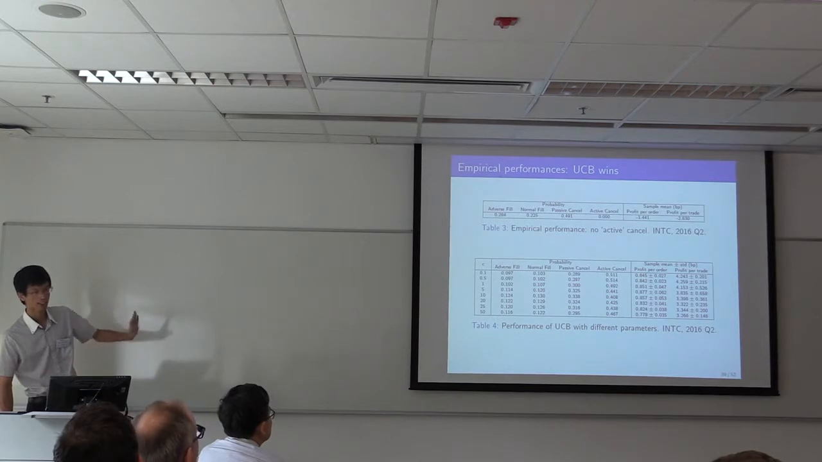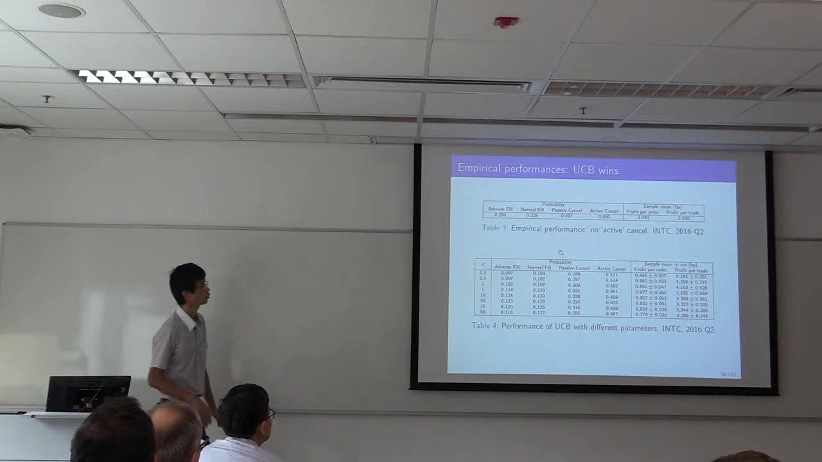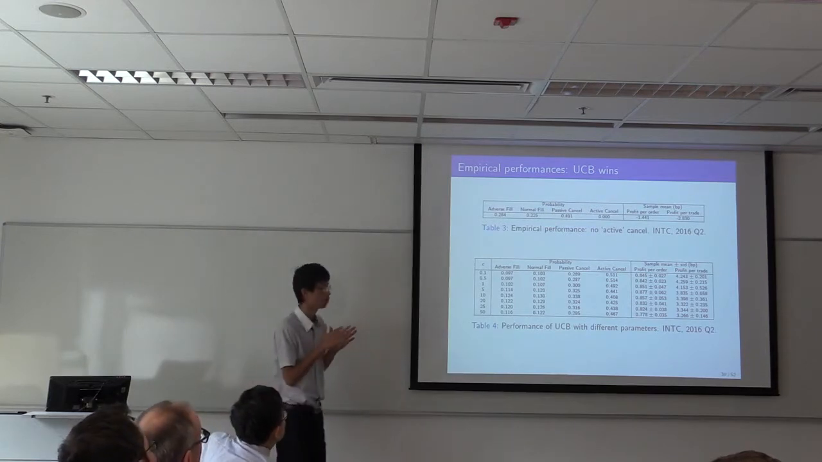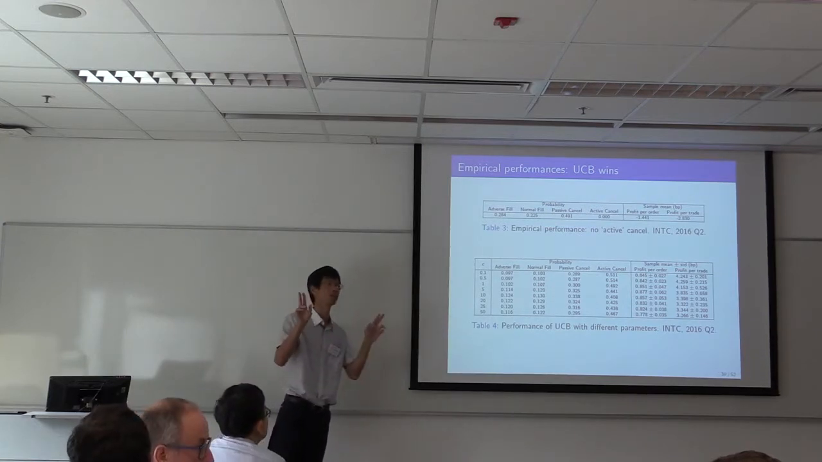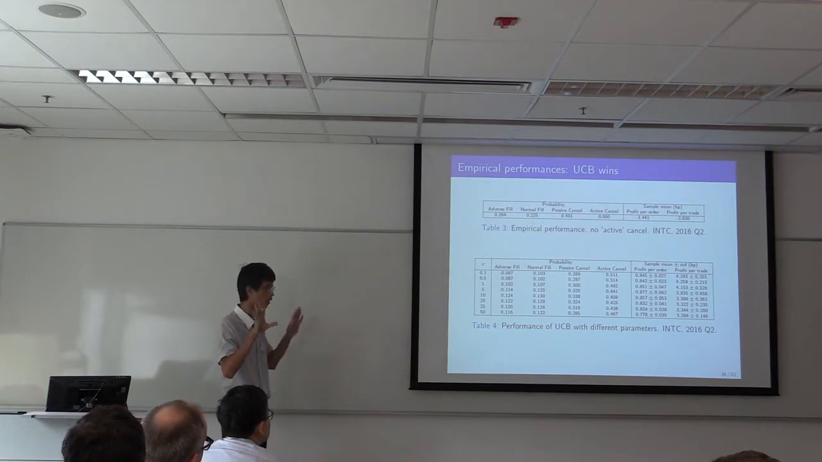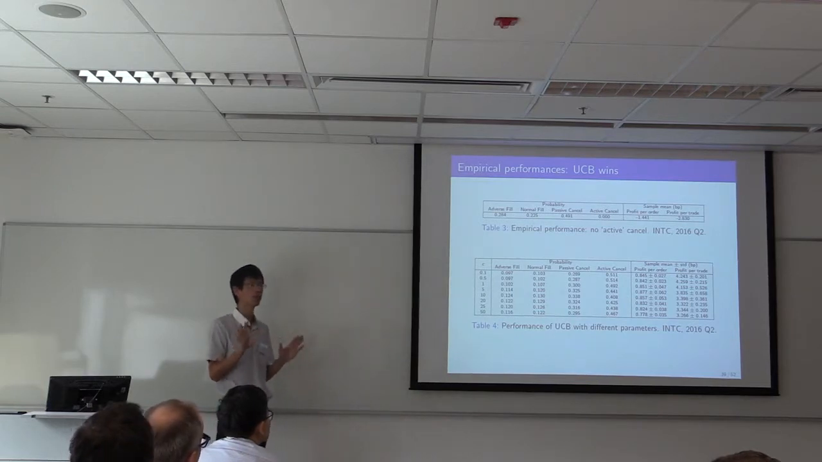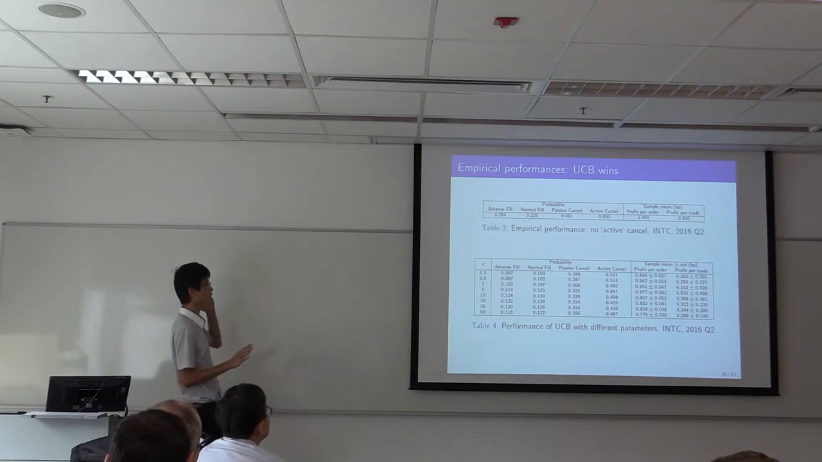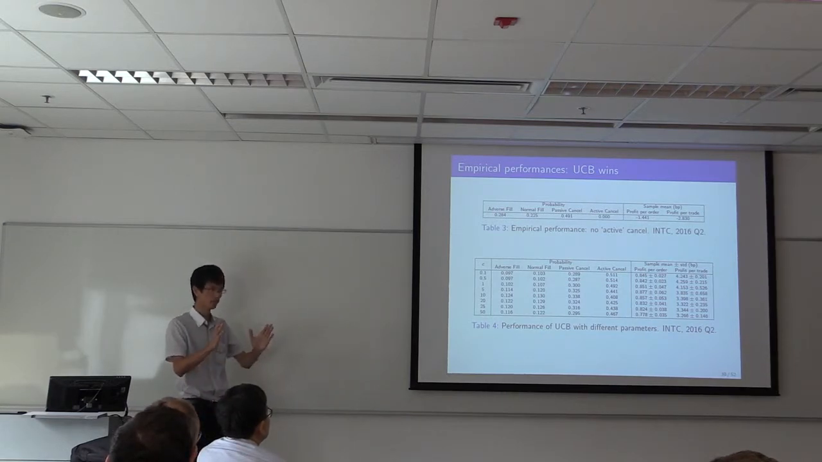But before I do that, let me put things into context. Okay, so in table 3, I'm considering the empirical performance of a naive strategy where we do not apply any threshold-based cancellation strategy. We just put a limit order at the best bid, waiting to be filled.